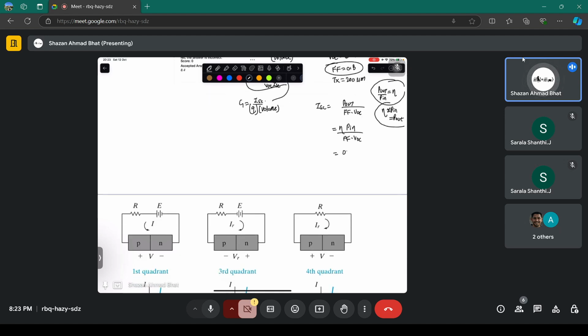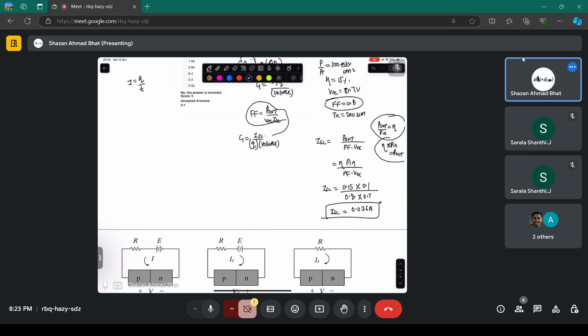Everything is given, I guess. This is 0.15, that is 15%, into 0.1, divided by fill factor 0.8 and VOC 0.7. So you have the short circuit current to be approximately 0.026 amps. Now this has to be put into the generation equation, which is 0.026 divided by 1.6 into 10 to the power minus 19, the electronic charge, times the volume.